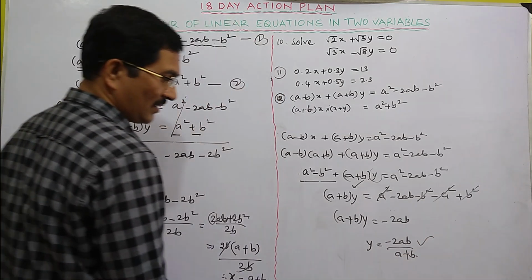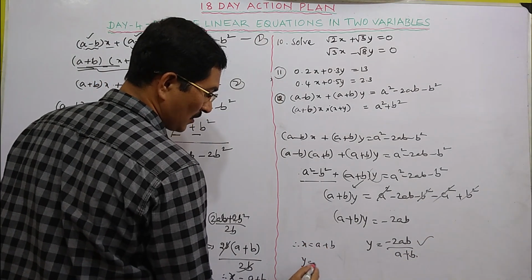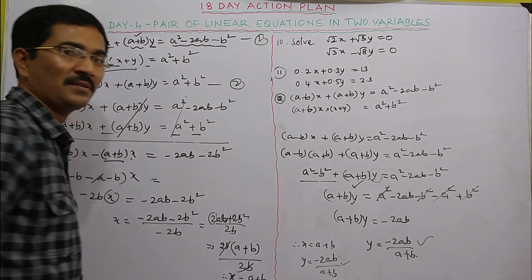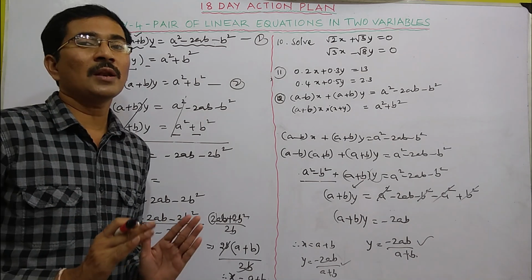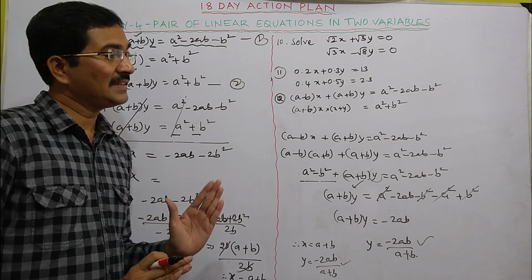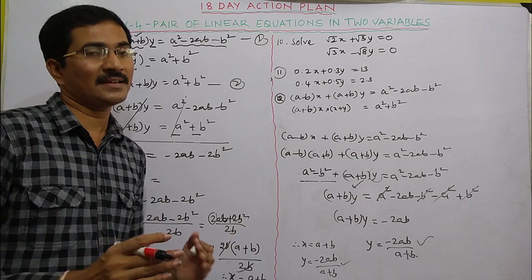This is the solution. Therefore x is equal to a + b, y is equal to −2ab / (a + b). This is very simple. Done. So like this we have to solve all the problems of this chapter, and there are also some special typical problems for which we will have another video later on at some other stage.